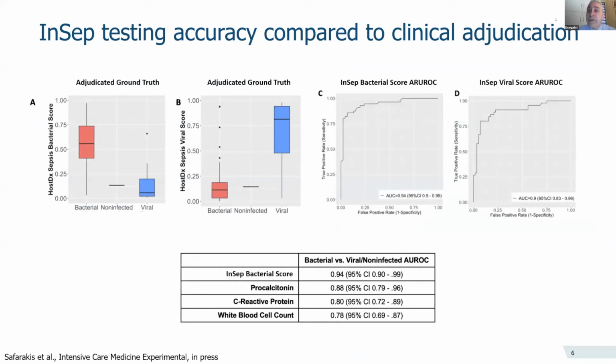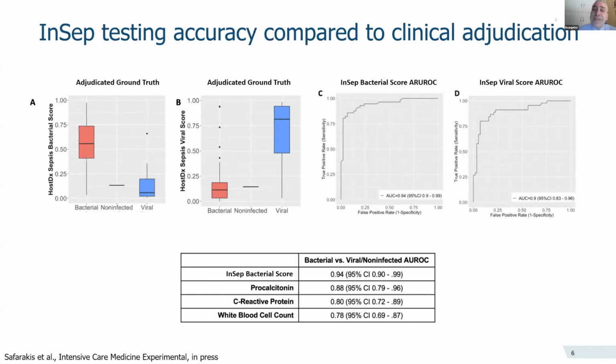These are the ROC curves of the patients according to the adjudicated ground truth. This is what we call an absolute conformity between the adjudicators. What you see in the left panel in red and blue are the scores. Red for patients who have a bacterial infection, blue for patients who have a viral infection, and you can very clearly see here that the higher the score, the higher the likelihood of a bacterial infection.